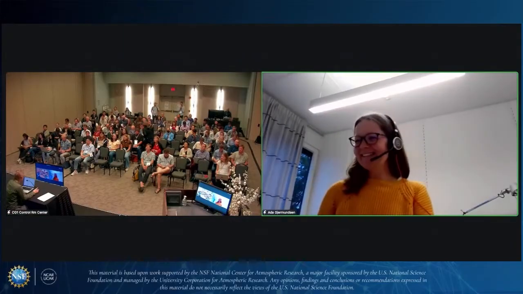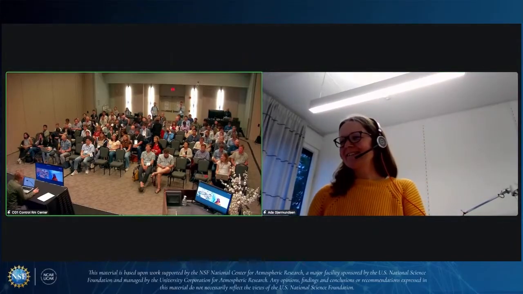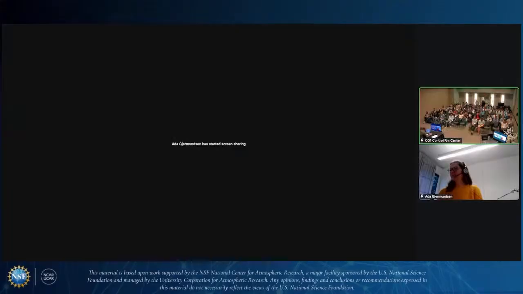Ada Gjermundsen is going to talk about the impact of model resolution on climate in the Norwegian version of CESM, so NorESM.